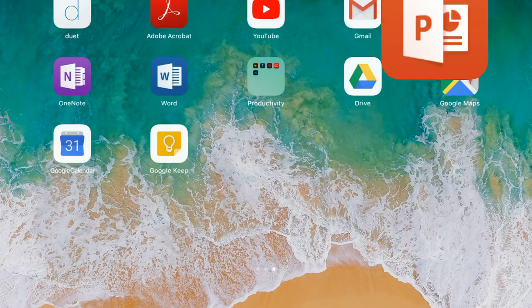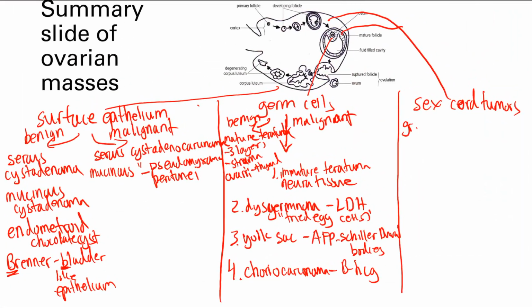So there's the granulosa theca cells. And remember, the granulosa cells make estrogen, so you get that hyperestrogenemia and all the symptoms associated. You get precocious puberty, you get irregular heavy menstrual bleeding, you get endometrial hyperplasia and cancer. And then there's the Call-Exner bodies. Remember that Granny loves to call. Call-Exner bodies. Okay, and then now we have the Sertoli-Leydig cells.